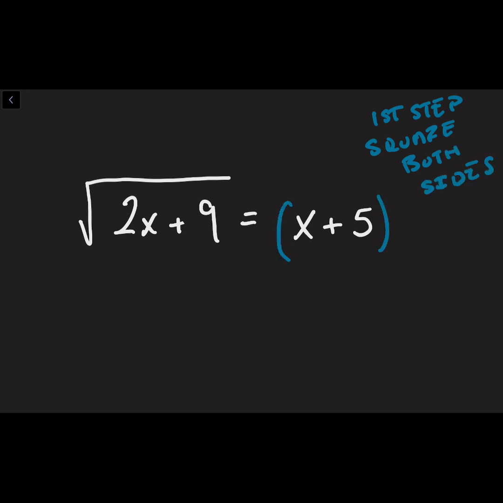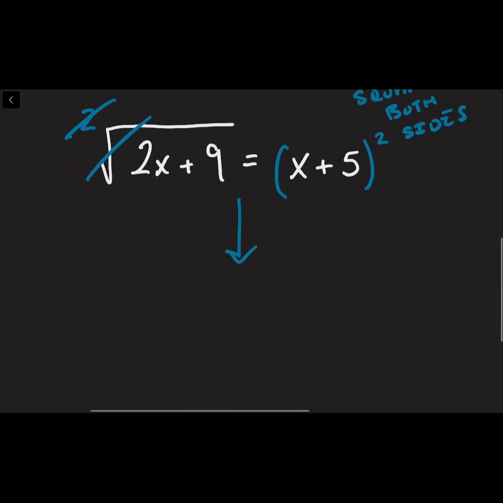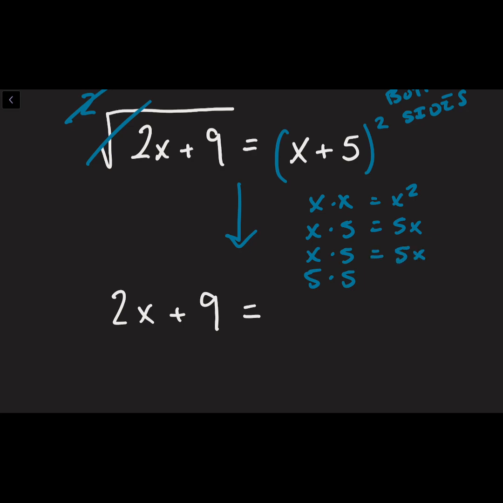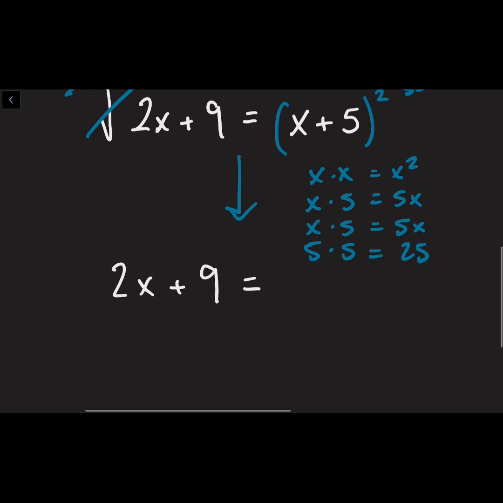When we do that, we're going to square this side, and then we're going to square this right here. The square and the square root cancel out, and that's going to leave us with 2x plus 9 equals. Then we have x times 5, x times 5, and 5 times 5. That gives us x squared, 5x, 5x, and 25. So we can rewrite that as x squared plus 10x plus 25.